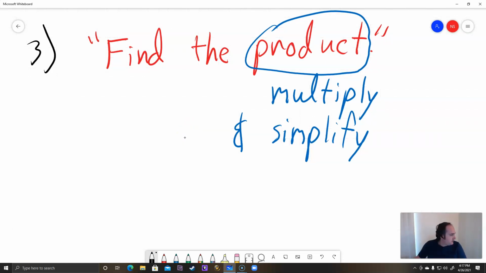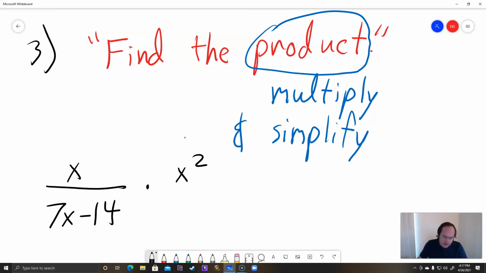Okay, but for number 3, we have x over 7x minus 14, times x squared minus 2x all over 9. So how do we combine all this stuff? Well, when you're multiplying, you multiply straight across. But what's new about this problem is on this top right corner and also on this bottom left corner, we see that we have more than one term.